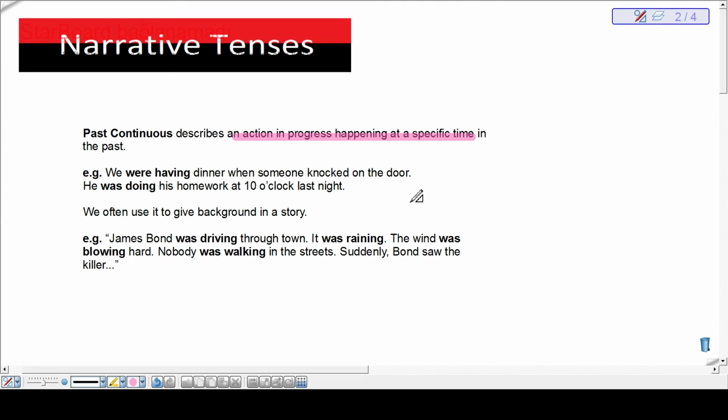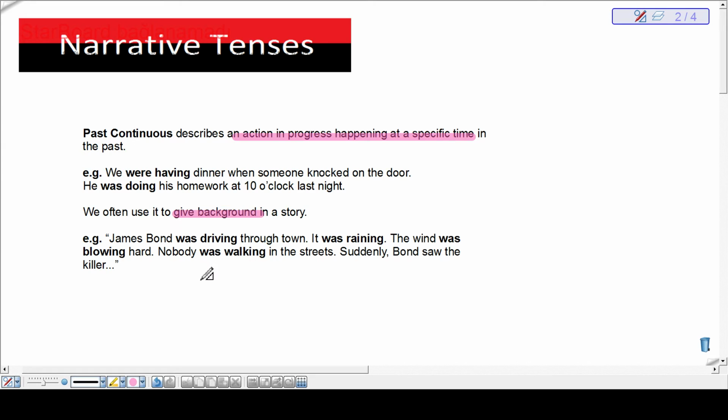We often use past continuous tense to give background in a story. We use past continuous tense to describe the background situation at the moment when the action begins. Often the story starts with the past continuous tense and then moves into the past simple.